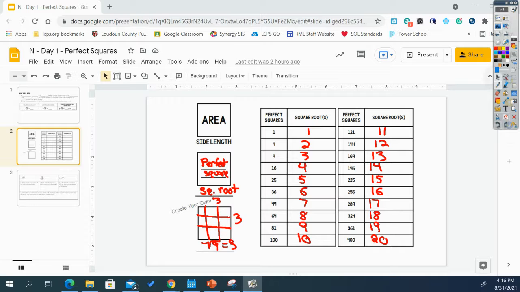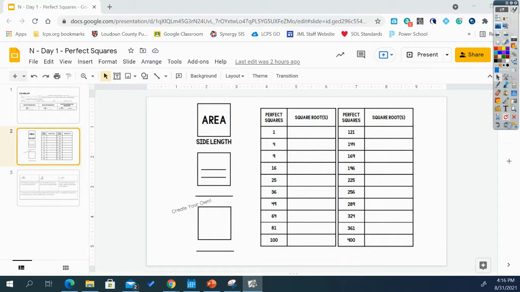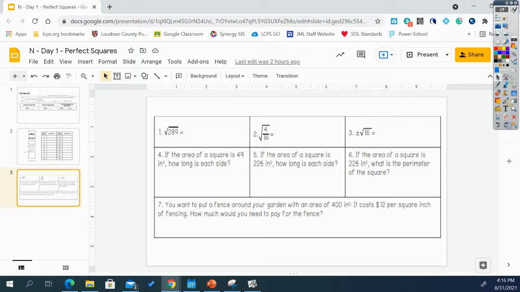Let's go on to our final slide. And our video is almost done. Please make sure you are filling all of this out with us, because I will be checking this in class. So finally, we have some problems here. We have the square root of 289. Feel free to pause our notes right now, and answer this in our Edpuzzle. What do you think it is? Well, the square root of 289 is 17. If you said 17, good job.